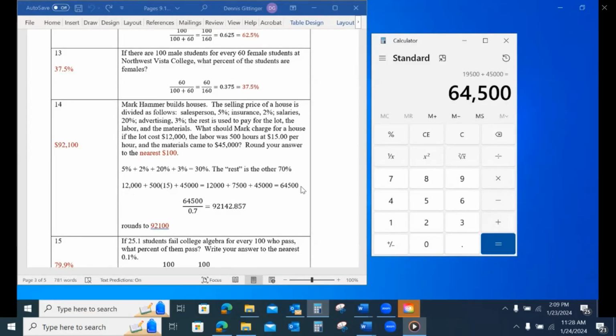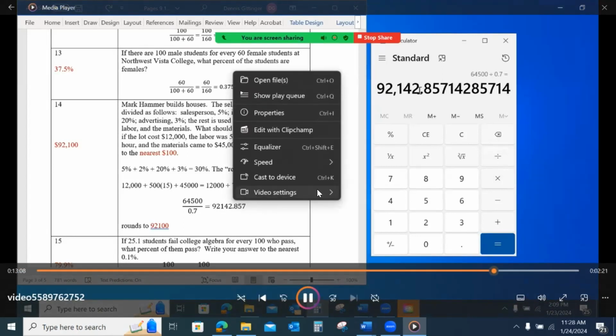So the lot, labor, materials add up to 64,500. That's the other 70%. You must divide that by 0.7 to figure out what it is 70% of. And there's the answer. And then you round it to the nearest hundreds, which is where the 1 is.